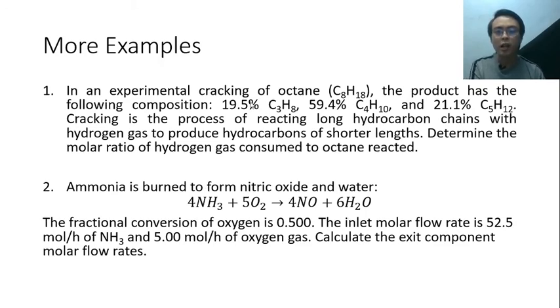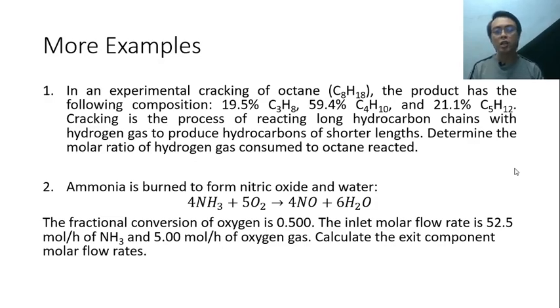So let's take a look at number 1. In an experimental cracking of octane, the product has the following composition. So you're given the composition. So cracking is the process of reacting long hydrocarbon chains with hydrogen gas to produce hydrocarbons of shorter lengths. Determine the molar ratio of hydrogen gas consumed to octane reacted. So you're not given the balanced equation, and in fact, there is no chemical equation here because it's a very complicated process. But what we know is our reactants are octane and hydrogen gas. And our products are given: C3H8, C4H10, and C5H12.